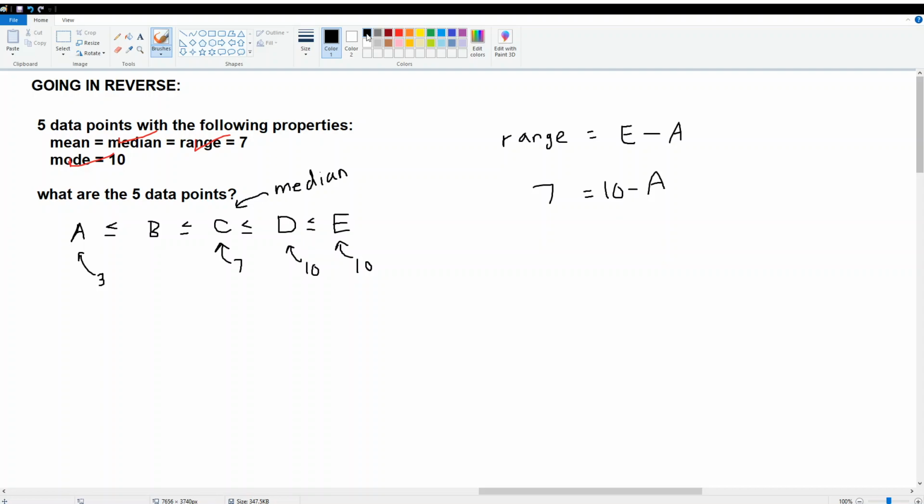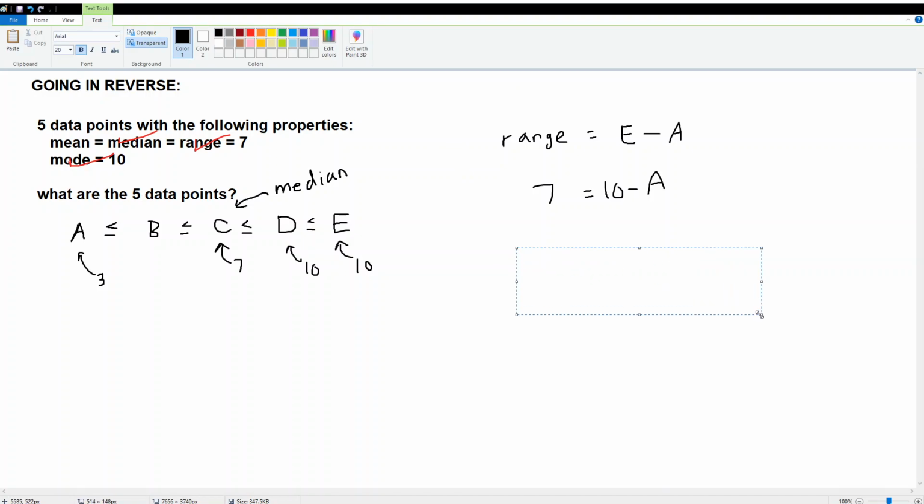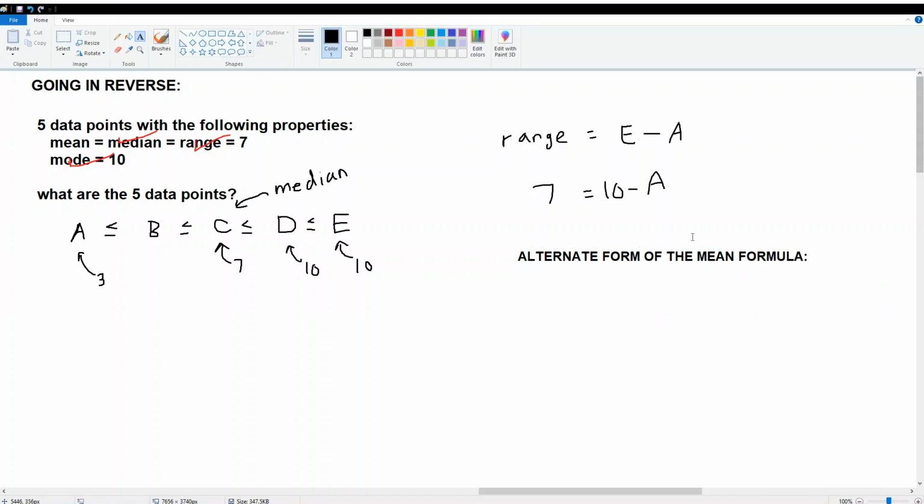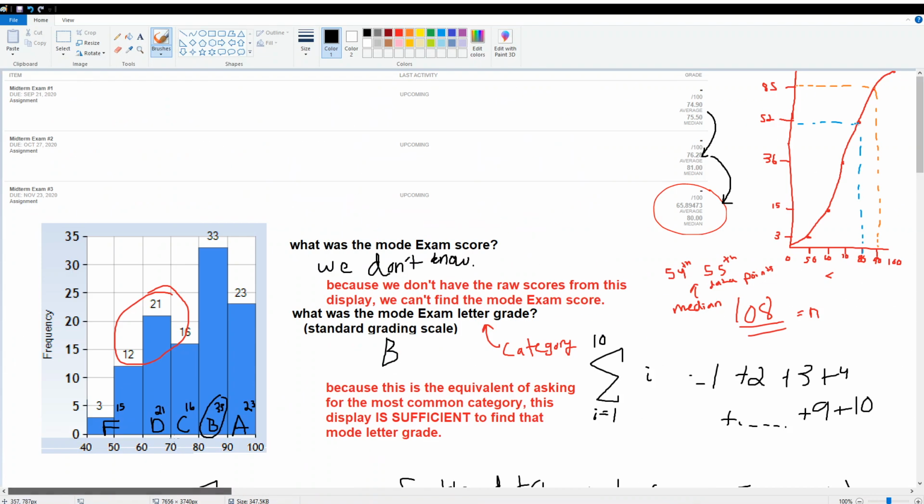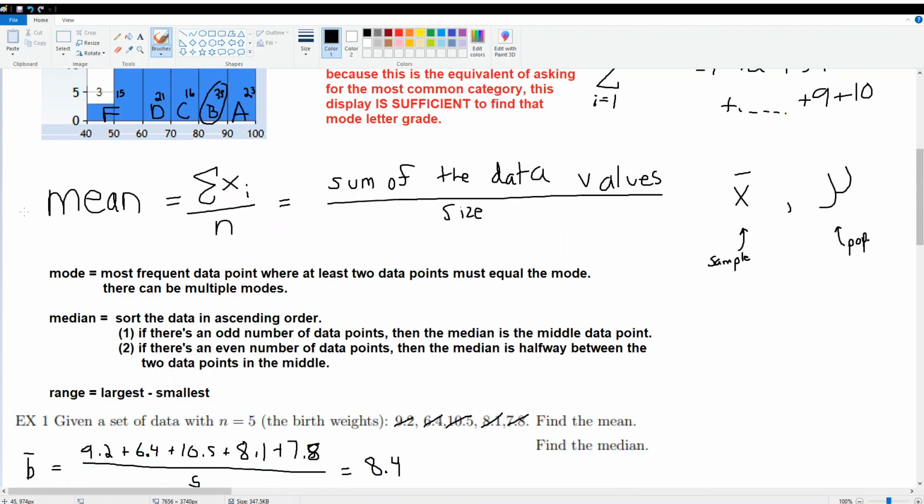Now here is where I'm going to introduce you to what's known as the alternate form of the mean formula. And the alternate form is that the number of data points times the mean must be equal to the sum of data points. We can just put x at this point. Doesn't matter whether we use xi or x. Same thing. Why is that correct? Well, we come down here, we just multiply the n. That's it. So it still holds true.